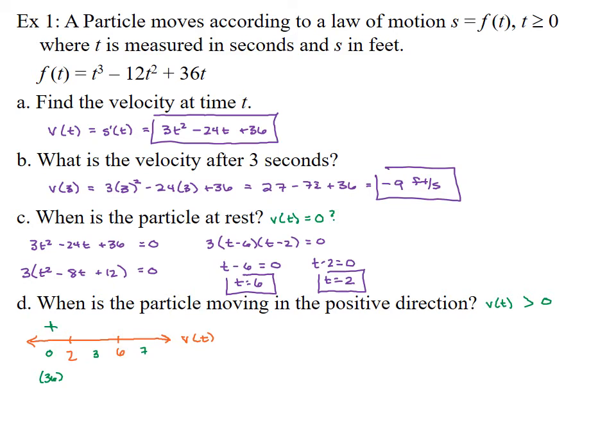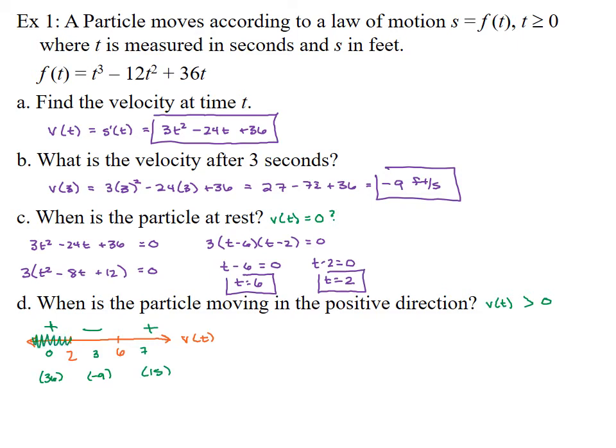We already plugged 3 into velocity. That was part B. We got a negative 9, so I'll write that down again. That is negative. And then 7, you might have to use a calculator on, so I'll click on the number crunch here while I'm in my office. If I plug 7 into the velocity function, I got 15. That is a positive number.